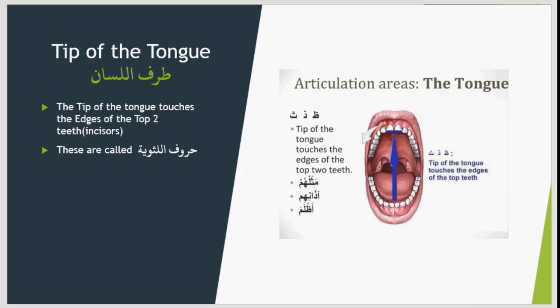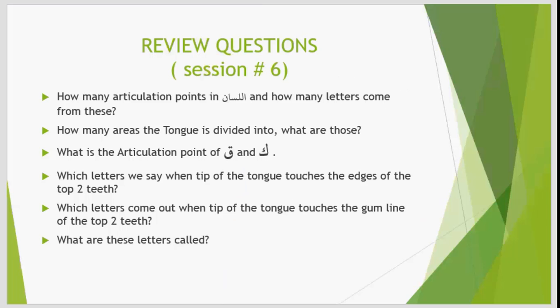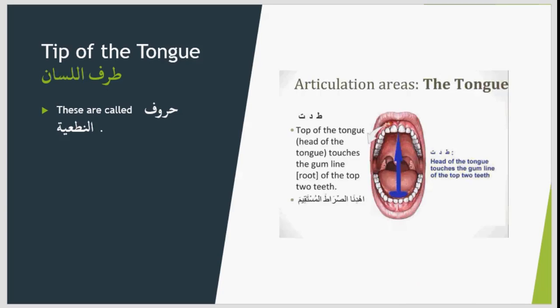Inshallah. So see this slide? The tip of the tongue touches the edge of the top two teeth, the incisors. These are called huruful lifia, the fa, va, and dha. Okay. And which letters come out when the tip of the tongue touches the gum line of the top two teeth, the top two incisors? When the tip of the tongue touches the little back. Yes, Sister Mehjabin, alhamdulillah. Ta, dal, and ta.